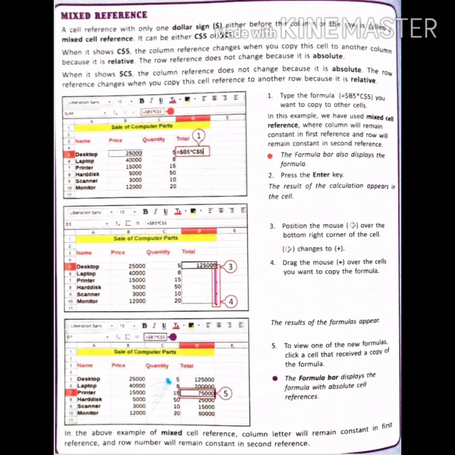The results of the formulas appear. Fifth, to view one of the new formulas, click a cell that received a copy of the formula. The formula bar displays the formula with mixed cell references. In this example, we have used mixed cell reference where the column will remain constant in the first reference and the row will remain constant in the second reference.